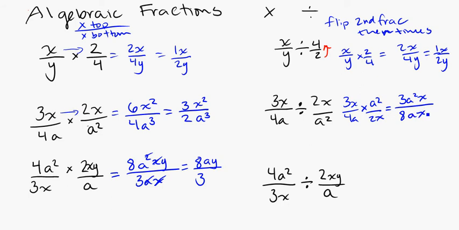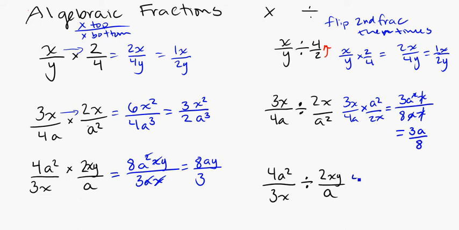And looking to simplify it, you might notice that some of these terms can cancel. So the 3 and the 8 I leave as they are, but the a squared divided by a will simplify to an a on top, and the x and the x will also cancel. So my final answer on this one is 3a over 8.